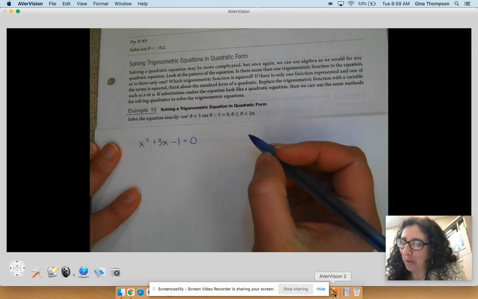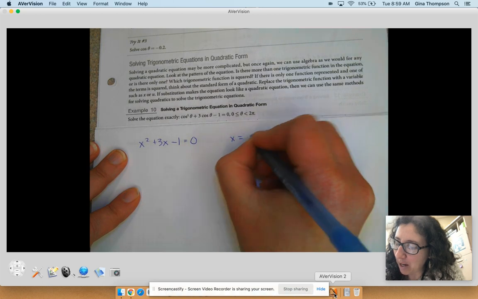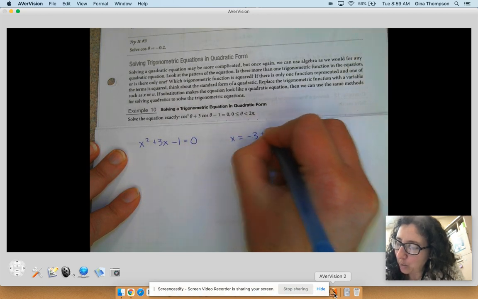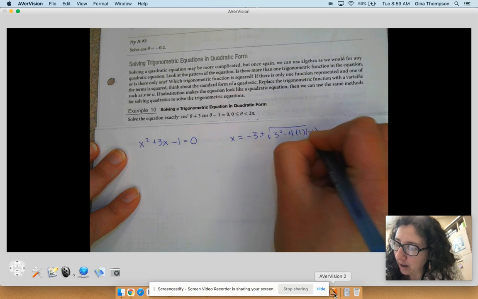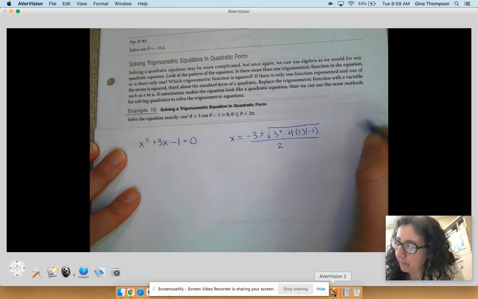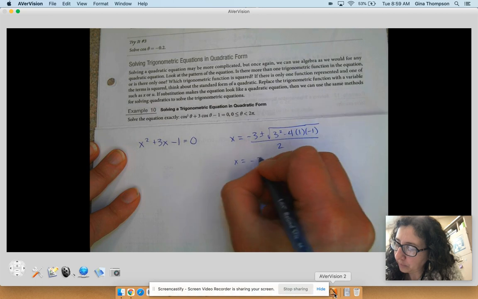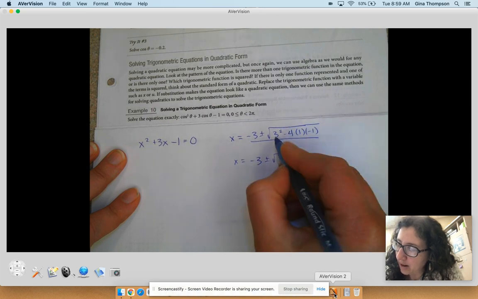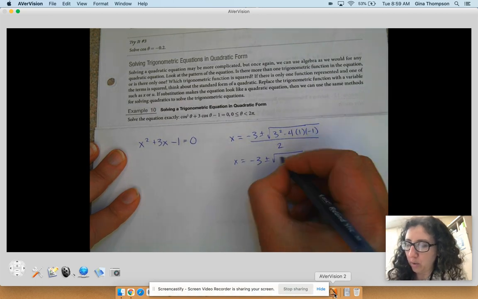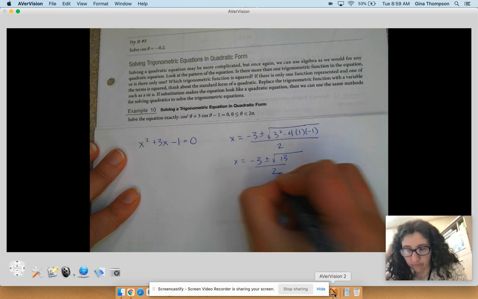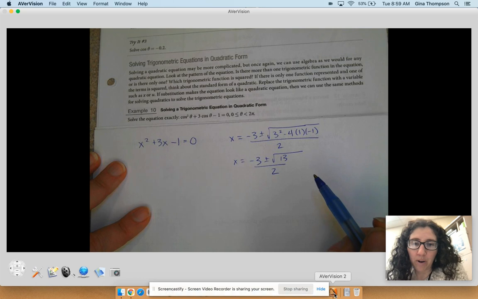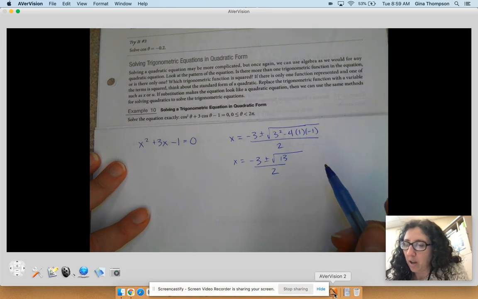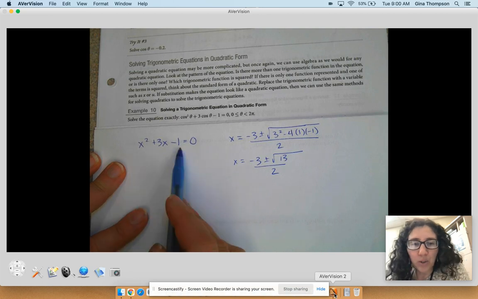I can always use the quadratic formula, right? I can say x equals minus b plus or minus the square root of b squared minus 4ac, all over 2a. So what is this? 9 plus 4, so 13, all over 2. Okay, cool. So I'm going to get two numbers. I could get decimal approximations or whatever. Okay, so I know how to solve this quadratic.